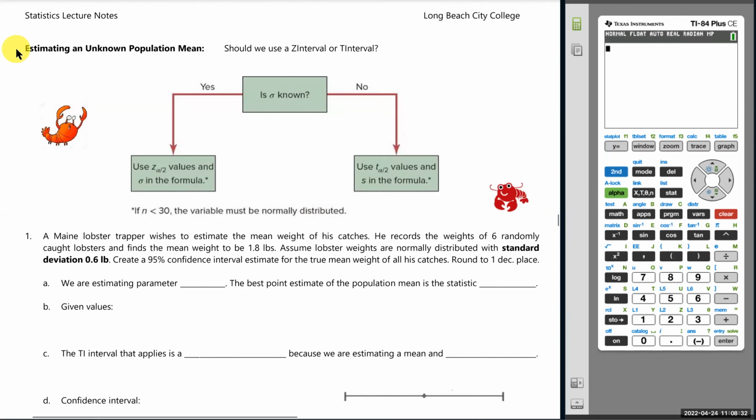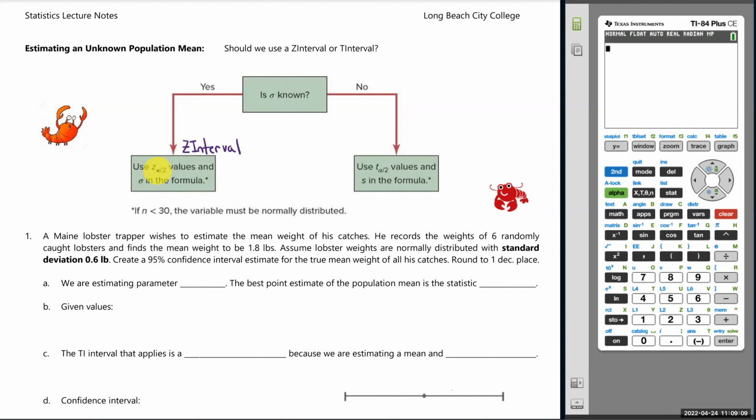So we're ready to summarize the process for estimating an unknown population mean and making the choice of either using a z-interval or t-interval. Everything will be based on whether or not sigma, the population standard deviation, is provided to us. If it is known, the critical values z alpha over 2 apply. And if we are using technology rather than the formula, we can use a z-interval in this case.